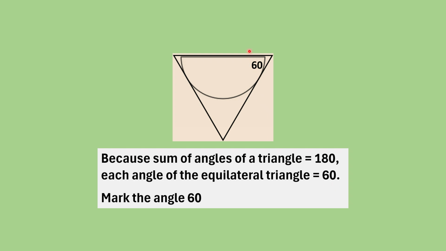So we mark this angle. You can see the blinking arc. We mark this as 60. Why? Because it is an equilateral triangle. All the angles are equal. So sum of three equal angles 180. So each angle is 60. So mark this as 60 degrees. See the blinking arc. We mark this angle as 60.